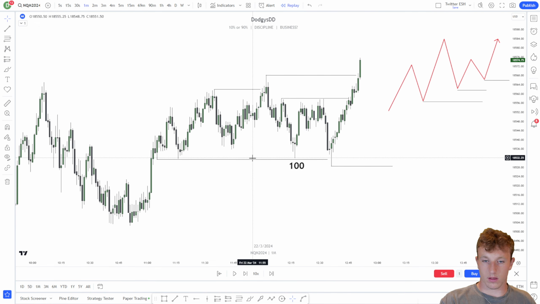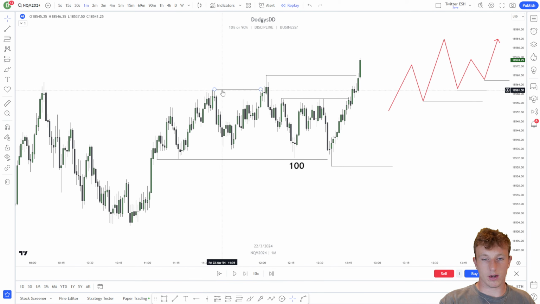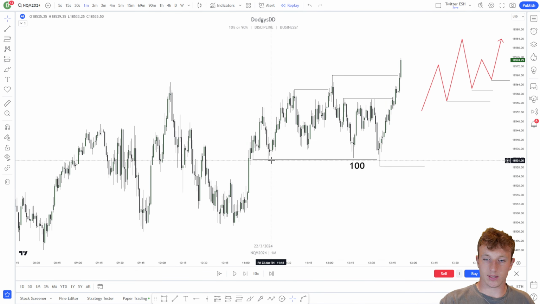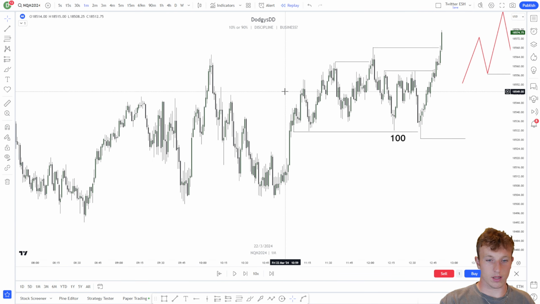Remember, this is sell side, this is sell side, this is buy side, this is buy side, this is buy side. You're never going to have buy side liquidity at a low, and you're never going to have sell side liquidity at a high. That doesn't make any sense. It's always going to be sell side at every single low you see, and it's always going to be buy side at every single high you see. And that's really important to understand.